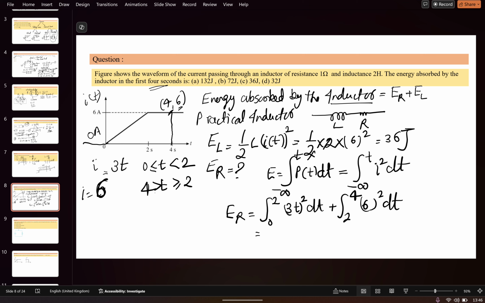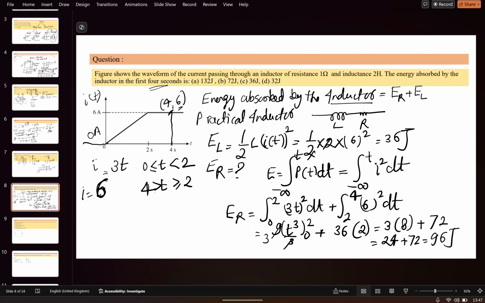It will come out to be 9 t cube by 3, putting the values 0 to 2, plus 36 multiplied by 2. You can cancel out the 3: 3 times 8 is 24, plus 72. It is coming 96 joule. So what is the overall energy? E_R is coming out to be 96, E_L came 36. The total comes out to be 132 joule. This is the correct answer.